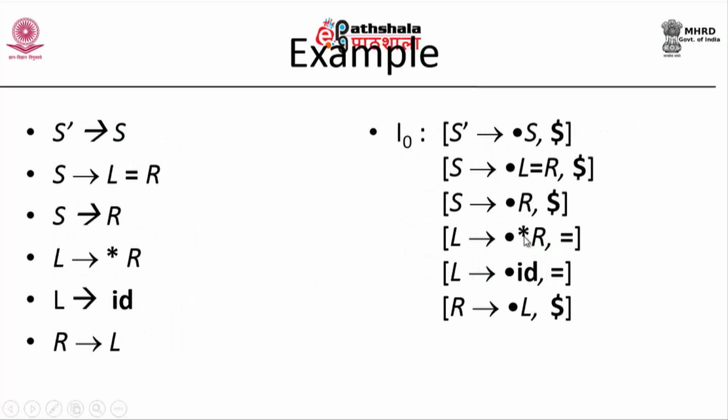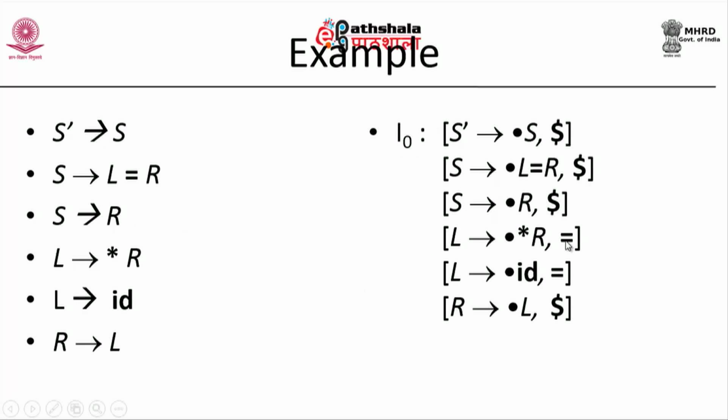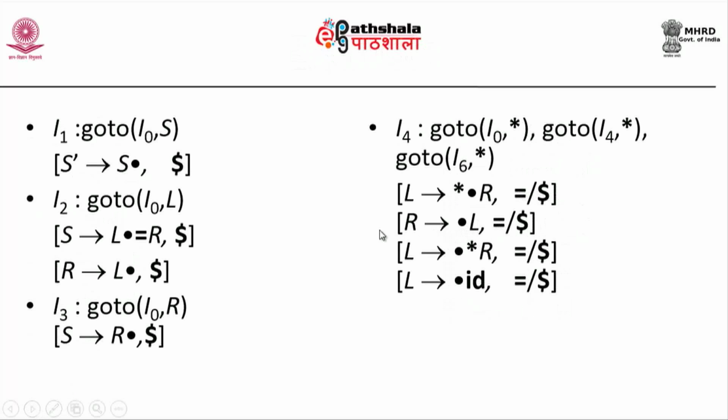So here star dot R, dot R is now shifted. So this is my alpha dot B beta. I have an equal to slash dollar here. This is an equal to from the canonical LR parser, but it is going to be a combination, so I'll basically have equal to slash dollar. The same thing is available here also. So R produces dot L comma equal to slash dollar, again the same thing. L produces dot star R. So that is adding the productions of L with the same lookahead symbol here.